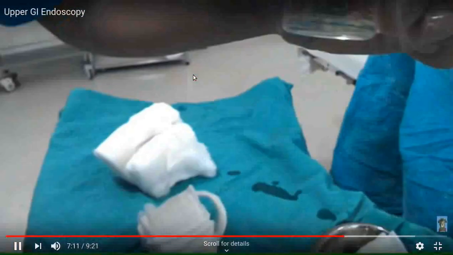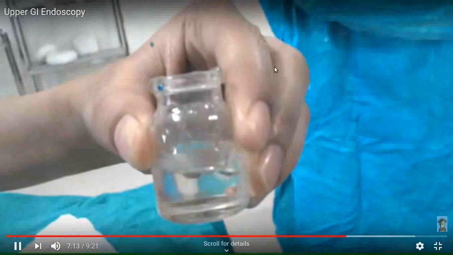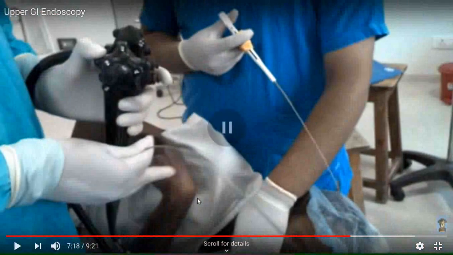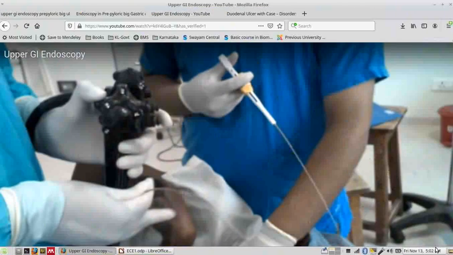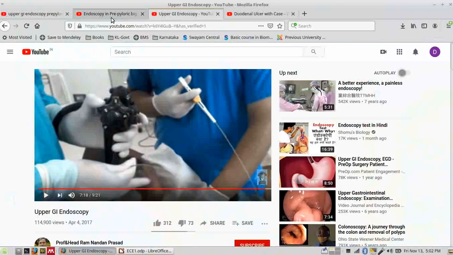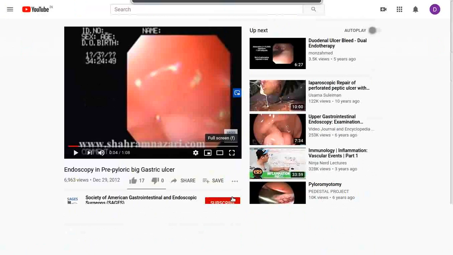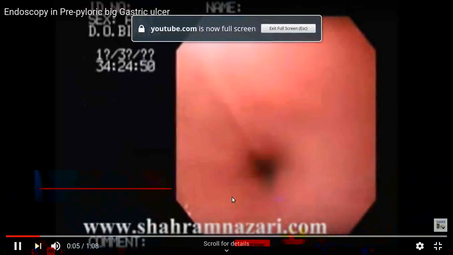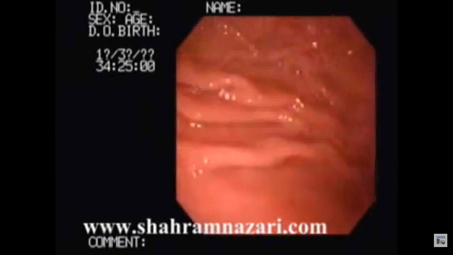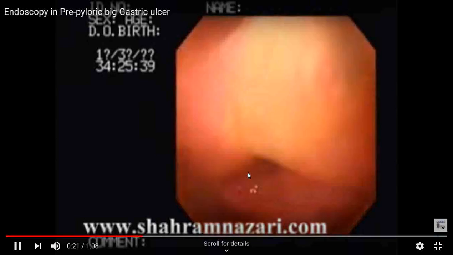Next, in the same video they will show how a biopsy is taken. They introduce the instrument through the scope, and at the tip there is a forceps. With that they will take a biopsy through the endoscope. See this instrument. If there is a lesion with some suspicion, they have to confirm that it is not malignancy, so they will take a biopsy.